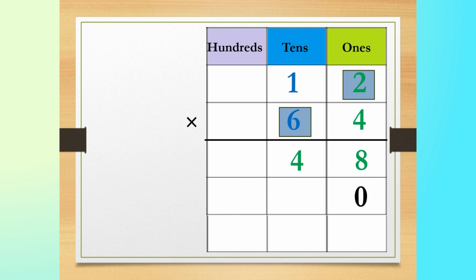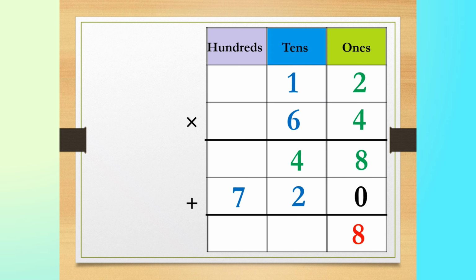6 times 2 is 12. Write down the 2, regroup the 1. 6 times 1 is 6 plus 1 is 7. Add up the partial product. 8 plus 0 is 8. 4 plus 2 is 6. And 7 plus nothing is 7.